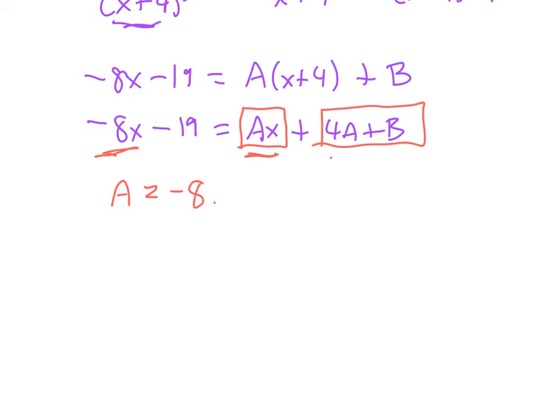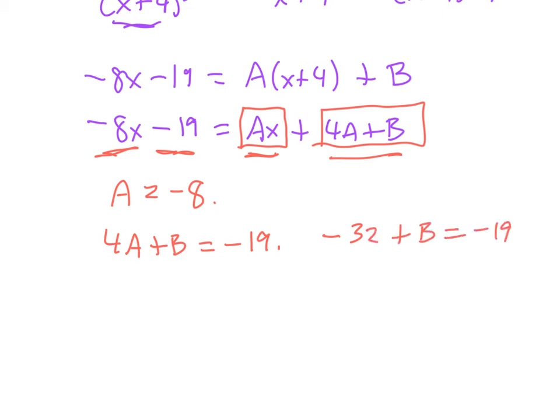Now I also know that 4a plus b needs to be equal to -19. So 4a plus b is equal to -19. But I already know that a is -8, so that tells me -32 plus b equals -19, which I believe is going to make b equal to 13 if I've done the arithmetic correctly.